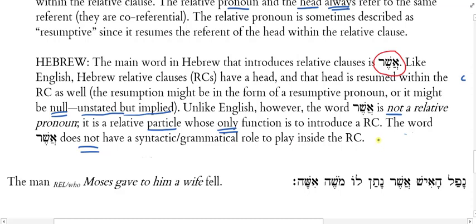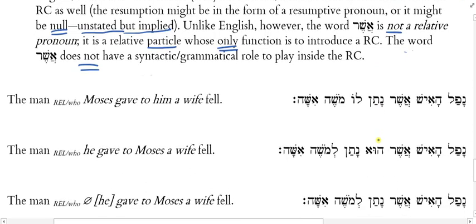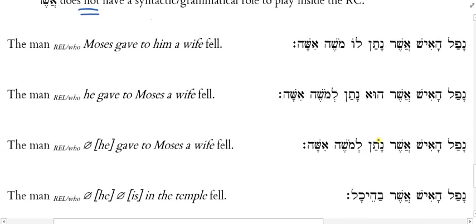So I want to demonstrate this by looking at 4 examples, okay? And these 4 examples all have to do with the fall of man, not Adam, but just Ha'ish. So I'm using the verb nafal, where nafal is my verb, and Ha'ish is my subject, and this is the main clause. The man fell. Okay? The man fell. In every one of these, I have a relative clause that is further describing the man that fell. Okay? So that's what we have here.